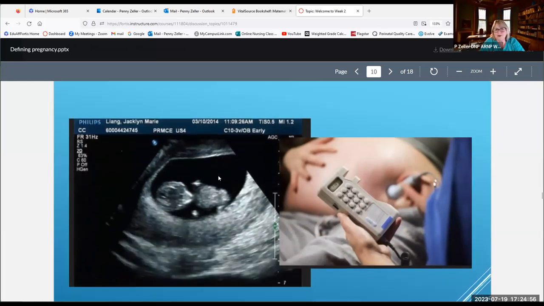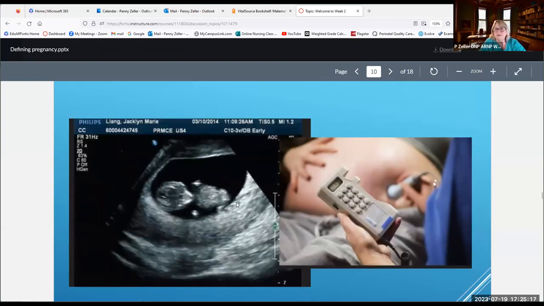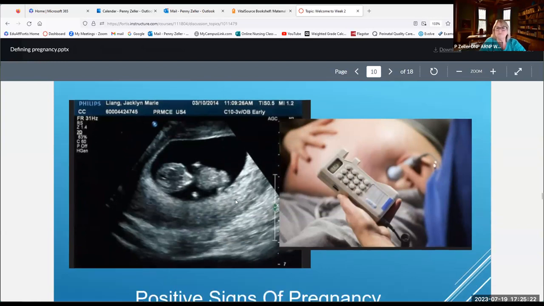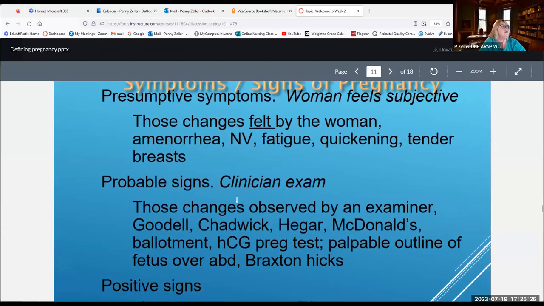The only way we can tell our client for sure that she's pregnant, a positive sign of pregnancy, is if we see the baby or if we hear a fetal heart tone. And then lastly, if I put my hands on her belly and I can feel the baby move, I can tell her she's pregnant. So those are the positive signs. You definitely need to know presumptive, probable, and positive. And here they are again.